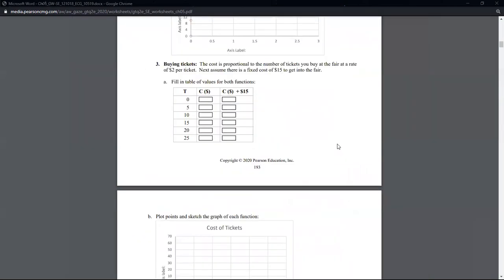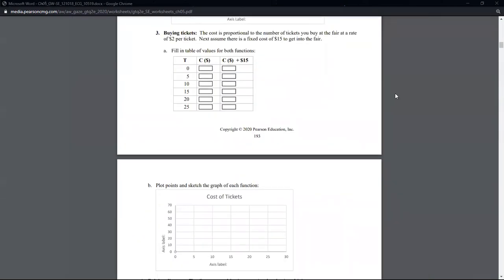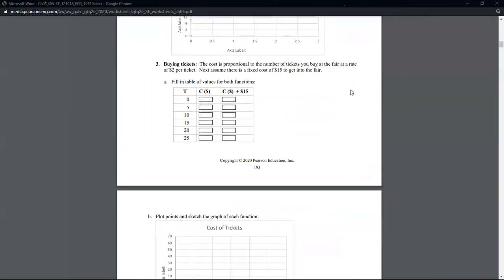Of course, this one is on 2 different pages, so I'm going to have to scale back quite a bit. The cost is proportional to the number of tickets you buy at a fair, at a rate of $2 per ticket. So maybe it's 3 tickets for one ride, 1 ticket for another ride. We don't need to know all that stuff. We just know it's $2 per ticket. But in addition to that, there's a fixed cost of $15 just to get into the fair.